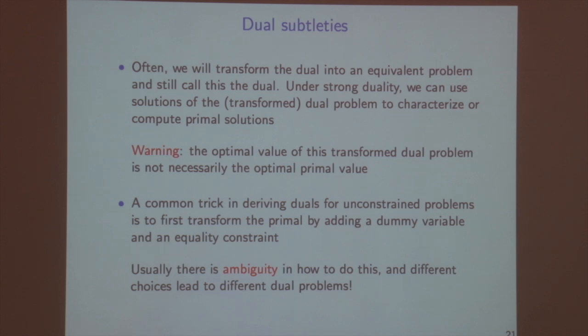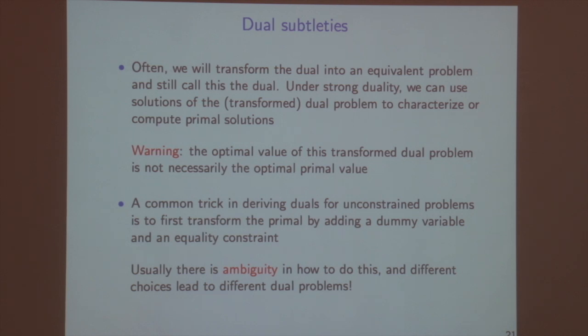A common trick for deriving duals we've seen is to introduce dummy variables, auxiliary variables. We'll do this with ADMM as well. If you don't know how to derive a dual for an unconstrained problem, or even for a constrained problem, if it's hard to derive the dual, a very common trick is to introduce a constraint, an equality constraint, which just kind of duplicates a variable but makes the minimization of the Lagrangian simpler.